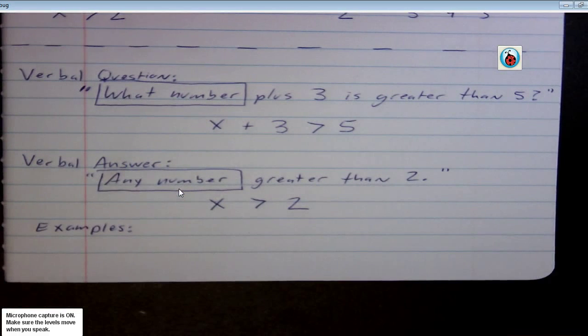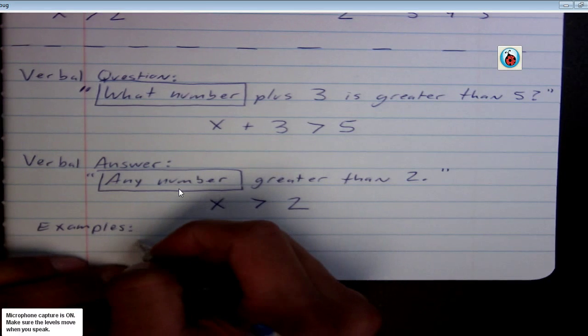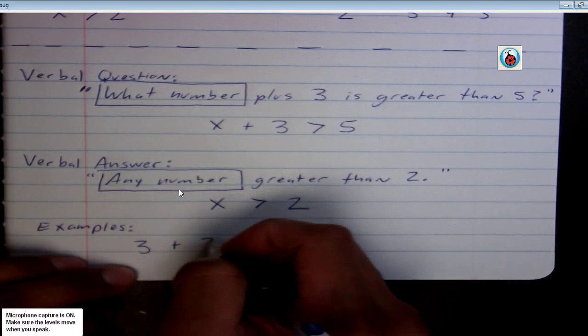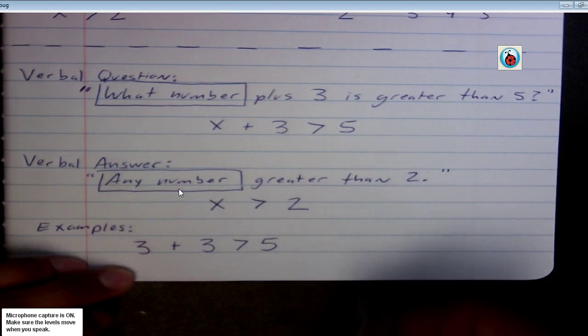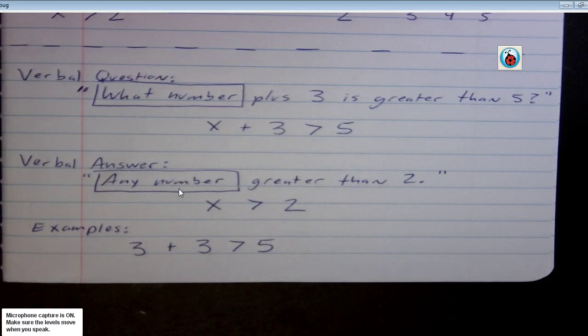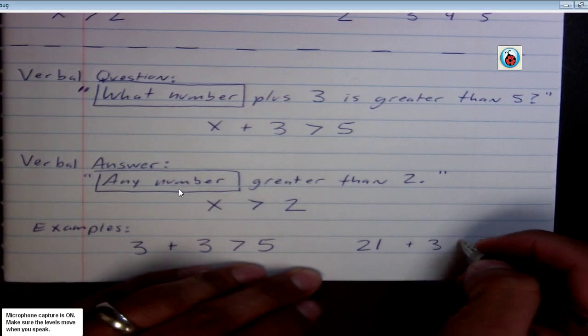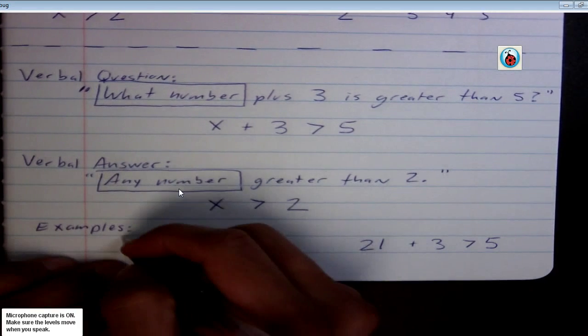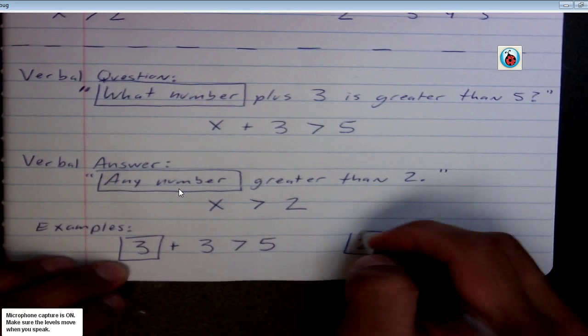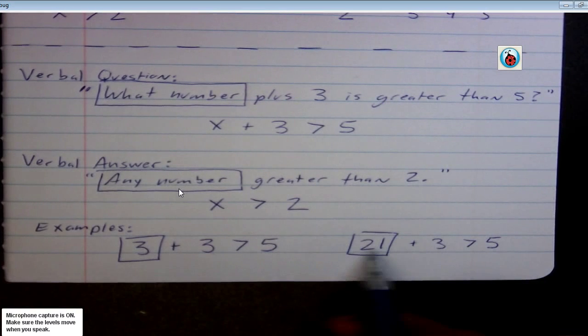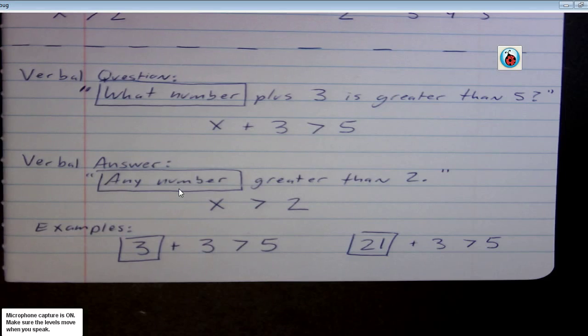Okay, and then the last part is let's give some examples. What are some numbers that are bigger than 2? 3. So let's write in here, for example, 3 plus 3 is greater than 5. Give me another example. Give me a big number. 21. Everyone's favorite number, 21. Like my face is right there. 21 plus 3 is greater than 5. And I'm going to put a box around these numbers because as long as this number is anything bigger than 2, it'll be true.